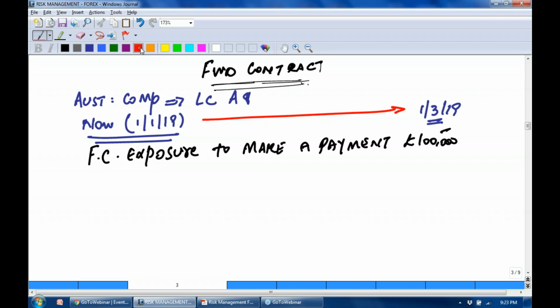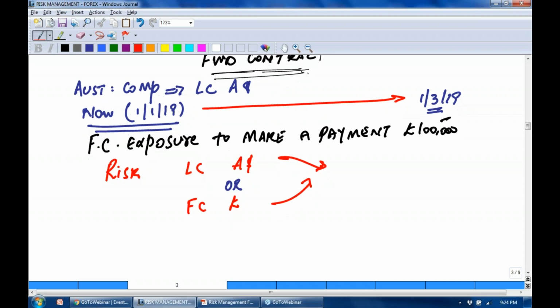So what is our risk? Our risk is that our local currency, the Australian dollar, decreases, or the other way around, the foreign currency, the sterling value, increases. These are two different sentences, but the meaning is the same.